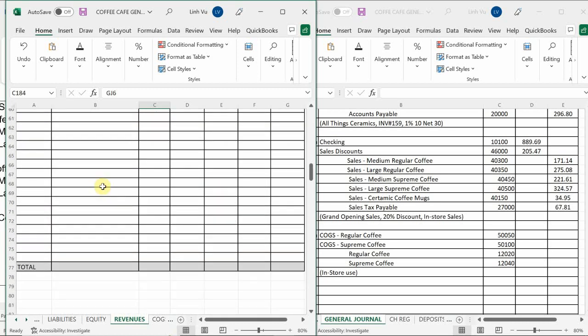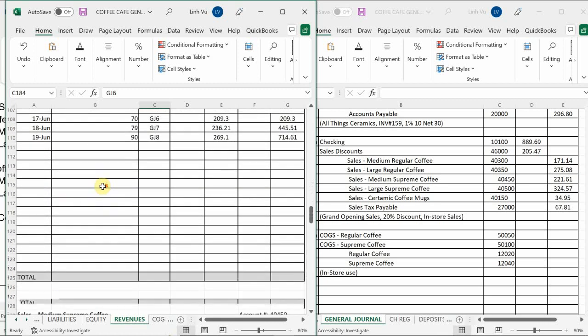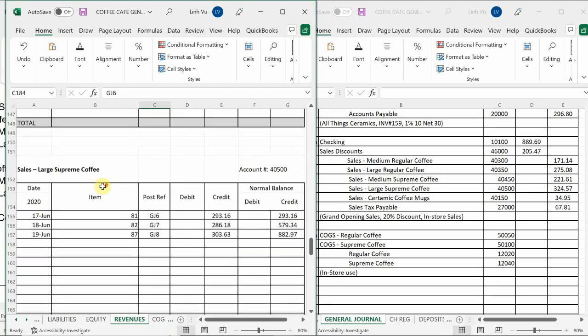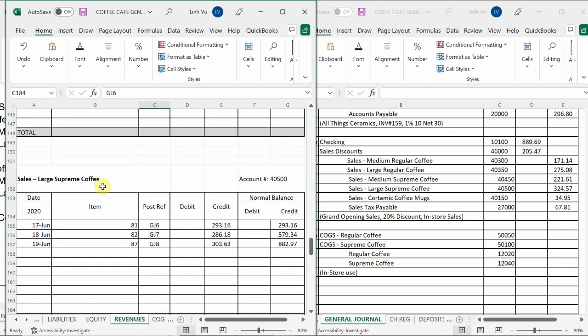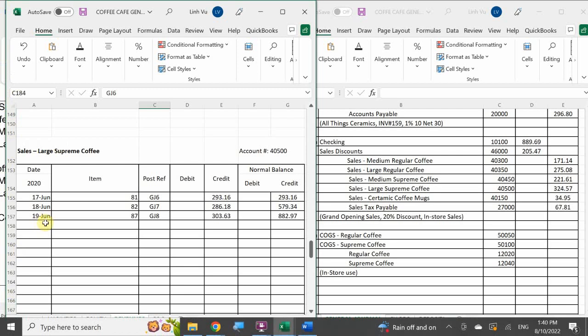First it's Supreme Coffee Large. You gonna go that way? Yeah, so that I don't have to go back and forth. Okay. Just give me 1 second. So large supreme coffee. We got 93. And it's page 9. And then credit 324.57. And then I have a total of 1207.54.